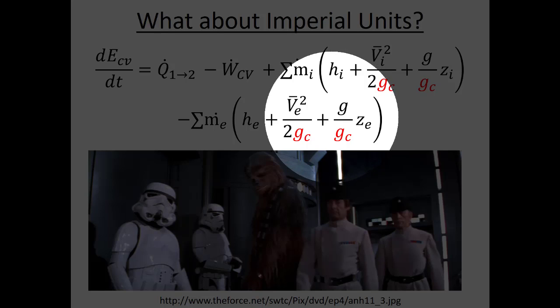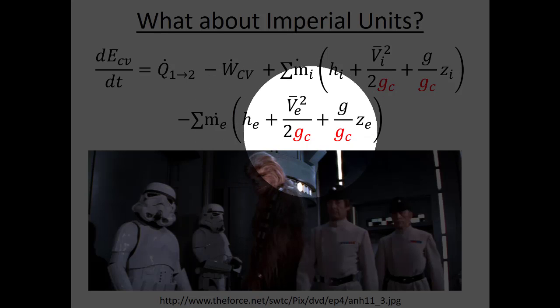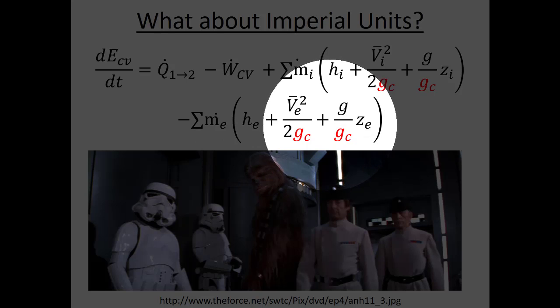It's a force times a distance. But when we look up H, it's in BTU per pound mass. So if these two things stick around and we have foot-pounds per pound mass, once we do these calculations, then we have to convert those foot-pounds to BTU.